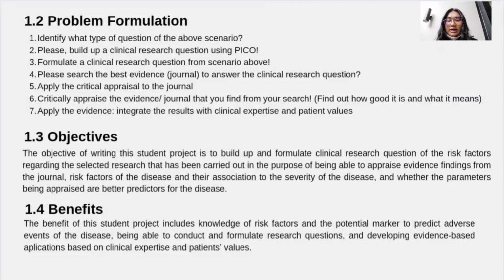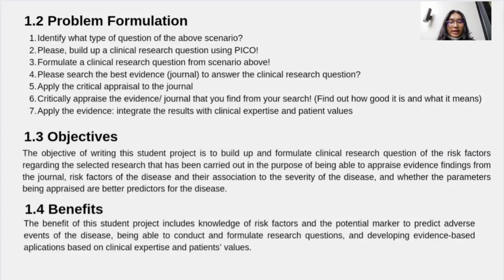Problem formulations that are to be discussed include identifying what type of question the above scenario is, building up a clinical research question using PICO, formulating a clinical research question from the scenario above, searching the best evidence or journal to answer the clinical research question, applying the critical appraisal to the journal, critically appraising the evidence or journal that we find from our search, and applying the evidence to integrate the result with clinical expertise and patient values.